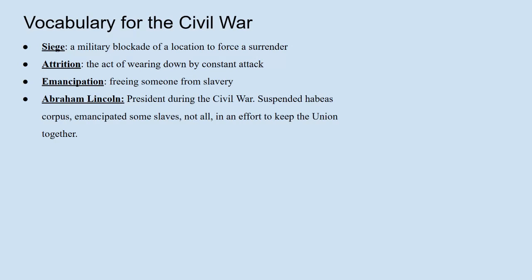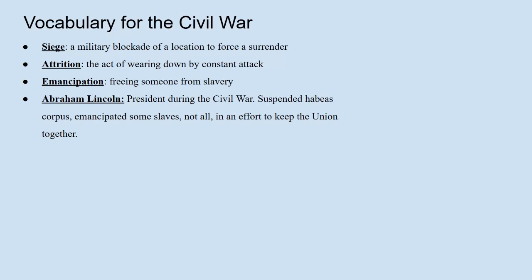Habeas corpus is like the right to know why you're in jail. So basically, if you were a U.S. citizen and you said some really nice things about the Confederacy at the time, he would put you in jail if you were in a northern city, because he looked at it and said, I need to protect the country as a whole, and if I need to do that by taking some rights away, then that's what I'm going to do. So his goal here is to keep the Union together.